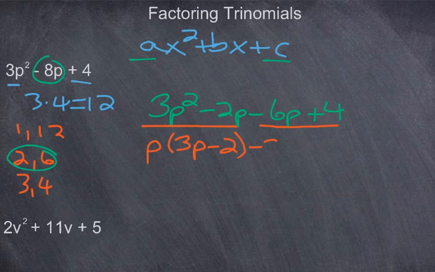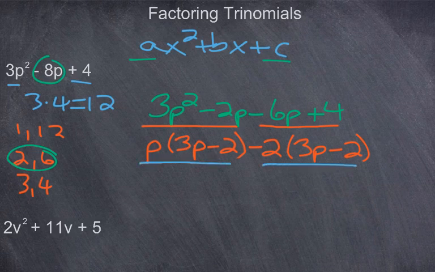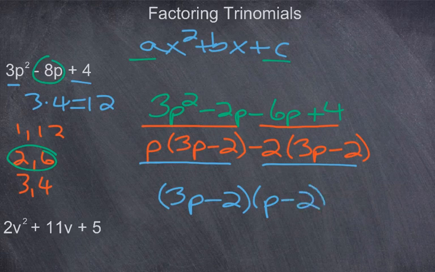So 6 and 4, 2 goes into both of those. So negative 6 divided by negative 2p gives us a positive 3p. A positive 4 divided by negative 2 is a negative 2. And notice here, when you do that, your parentheses are the same. So what we can do now is treat these as two terms sharing a common factor, and that common factor is the parentheses right there, 3p minus 2. And when you factor that out, you're left with p minus 2. Notice that's the same answer we got when we did the guess and check.